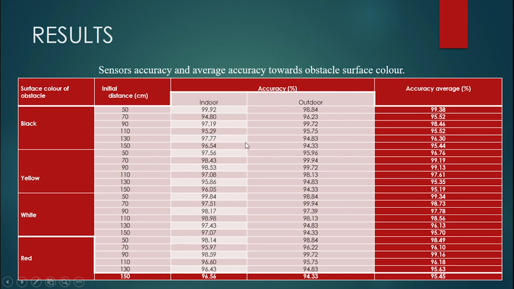You can see in black obstacles, it holds the highest accuracy in indoor. This is 92%. So we summed up the accuracy average here, and we can see the best so far is on black surfaces with the highest peak of 99.38.